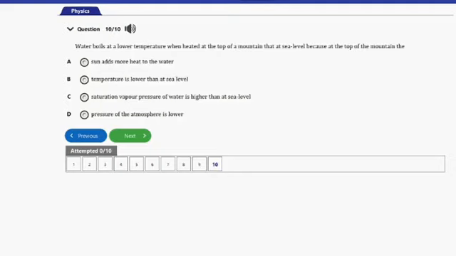So let's go ahead and consider the next and last question. The question here is question number 10. It says, water boils at a lower temperature when heated at the top of a mountain than at sea level, because at the top of the mountain, the A. Sun adds more heat to the water. B. Temperature is lower than at the sea level. C. Saturation vapor pressure of water is higher than at the sea level. D. Pressure of the atmosphere is lower. The answer to this question is that atmospheric pressure is lower, and that's option D. So option D is the correct answer to this question, and this is where we'll end this video for today.